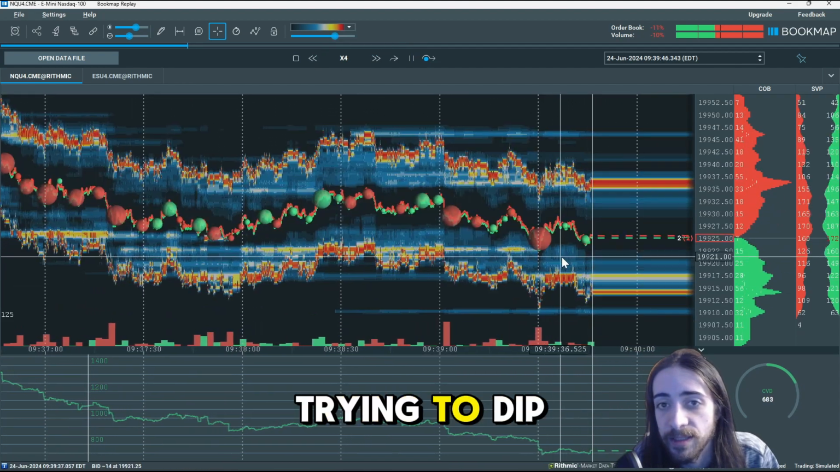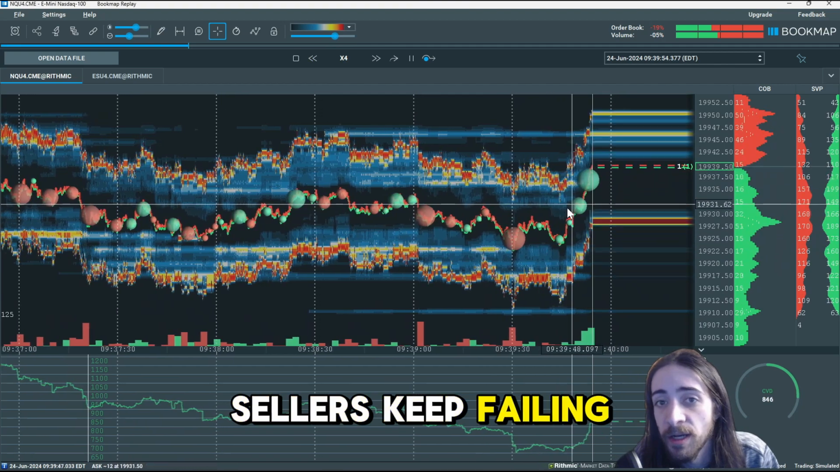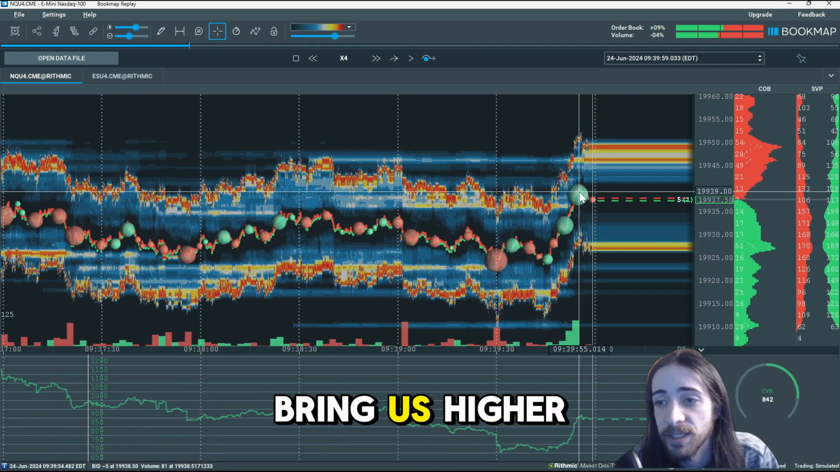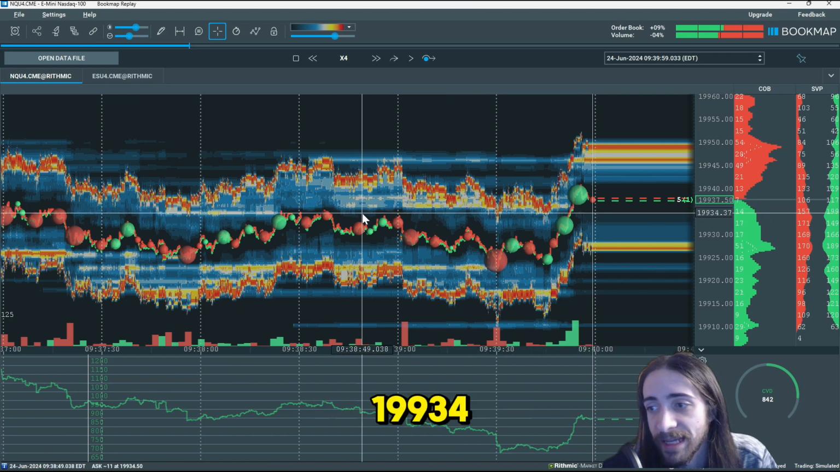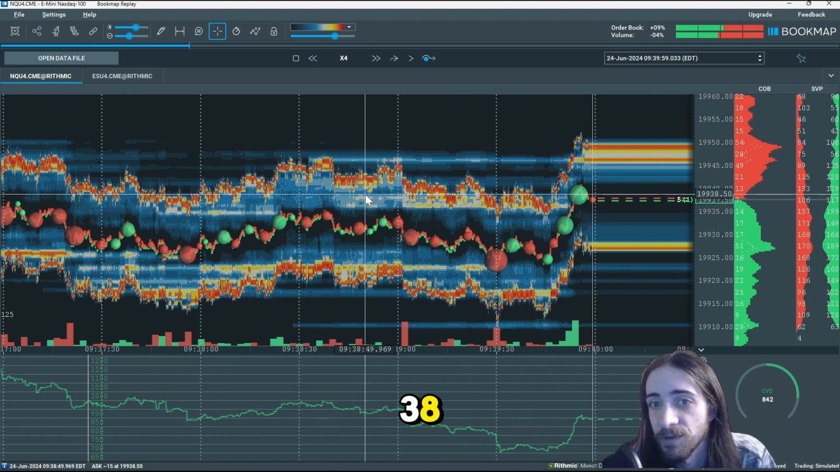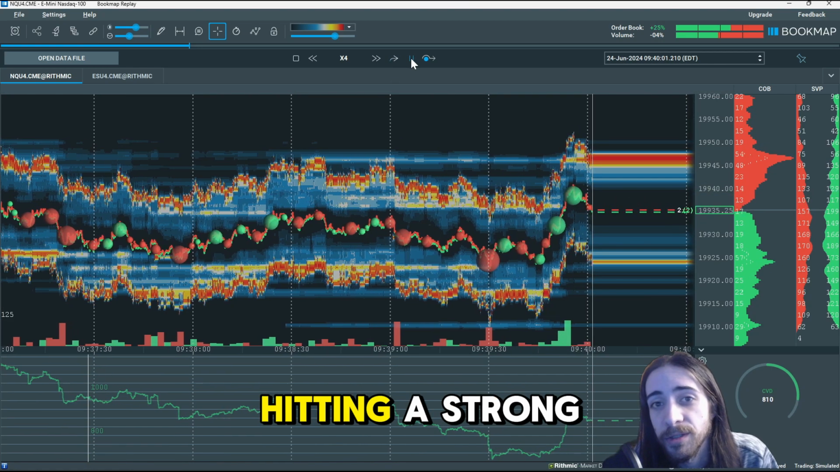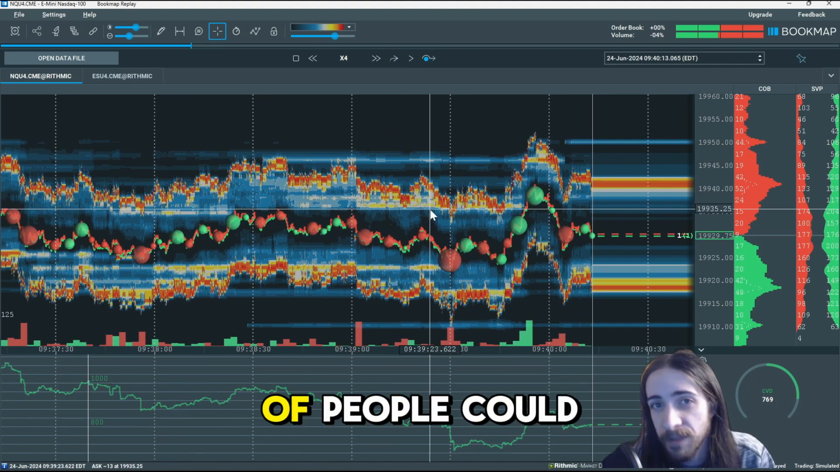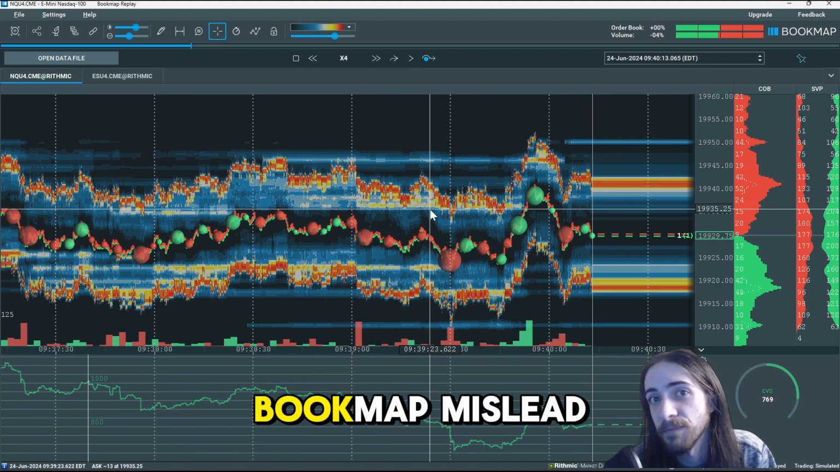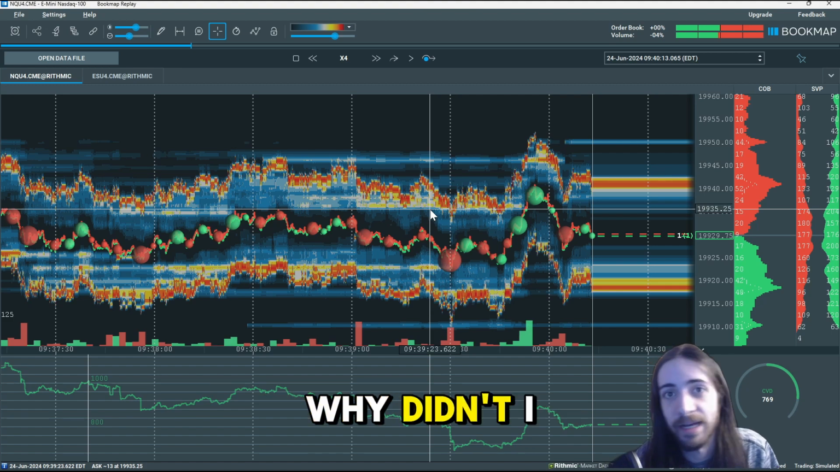We see we're trying to dip, sellers keep failing, buyers try one more time to bring us higher, and almost immediately after we take this breakout of this 1934 to 1938, we end up hitting a strong wall and rejecting immediately. Now, a lot of people could say, well, why did Bookmap mislead me? Why didn't I see this coming?